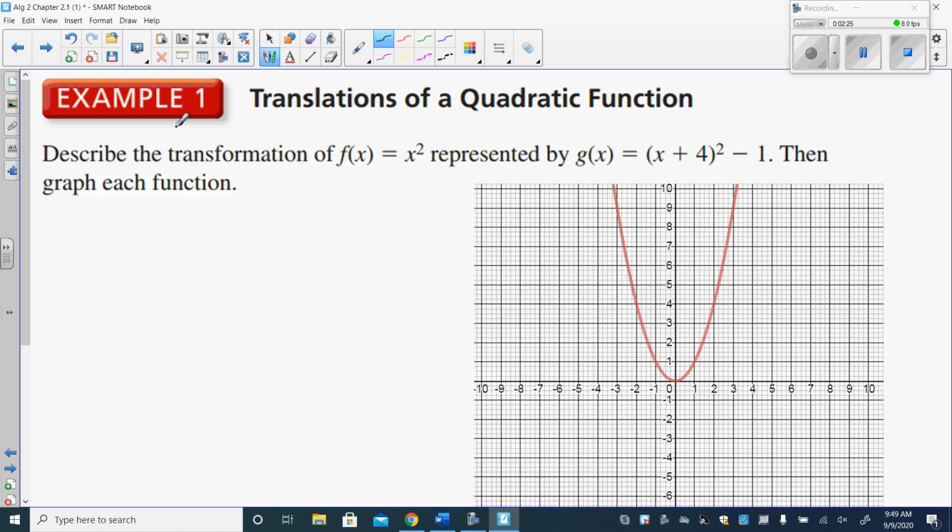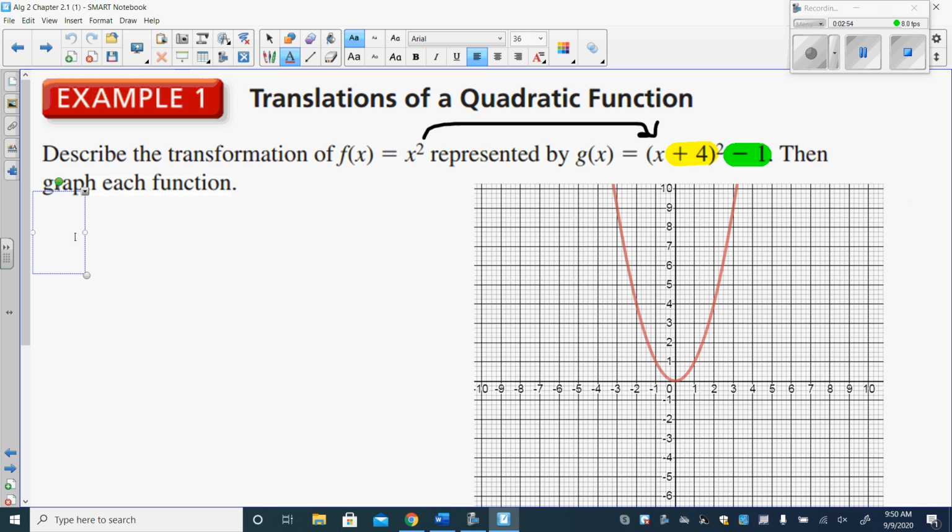So we want to describe the transformation of f of x equals x squared, represented by g of x equals (x plus 4) squared minus 1. So what happened to go from this to this? What did we do to x squared to get (x plus 4) squared minus 1? What was the translation? What was the transformation? So we have two things, and I'm going to get my highlighter out. So I have the plus 4 inside, and we have the minus 1 outside.